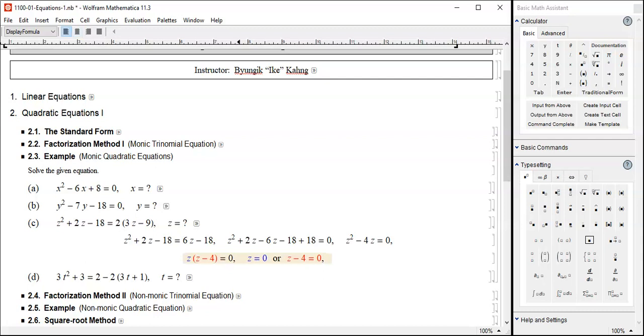So what do you have? z is equal to 0, z is equal to 4. Those are the solutions. That came from the blue factor, and this one came from the red factor. Not too bad, isn't it?